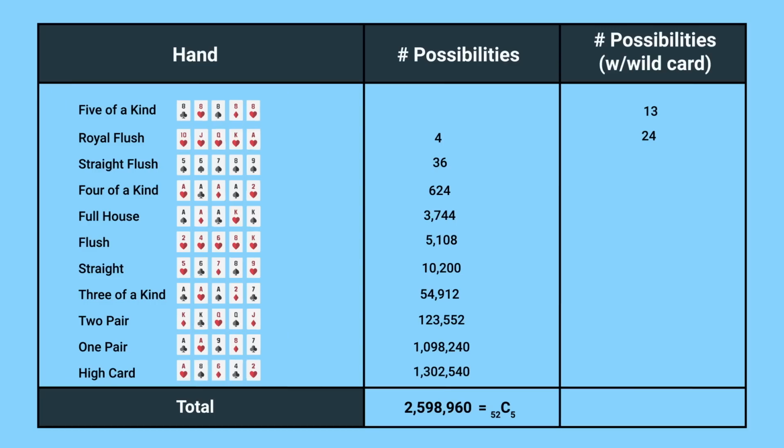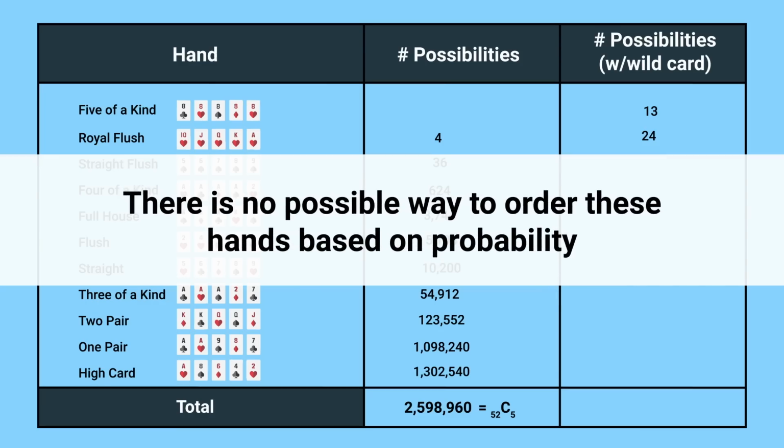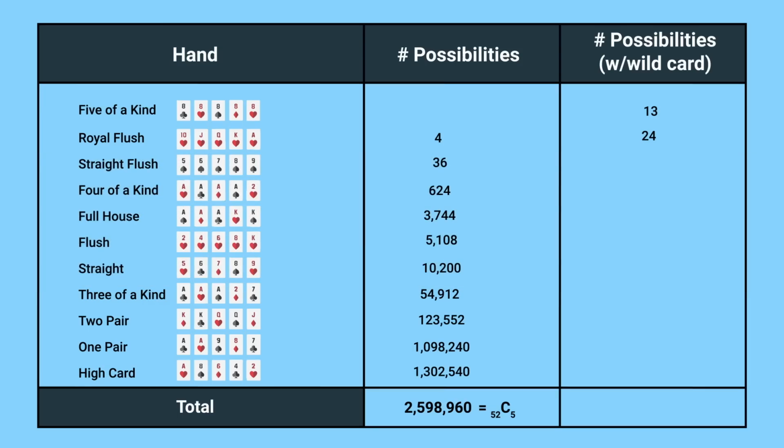I'm just gonna tell you guys the answer, so if you don't want it spoiled, pause now. The answer is, when a wild card is introduced, there is no possible way to order these hands based on probability. That's weird, but the reason can be found in these two hands, the two pair and the three of a kind. That's where the weirdness lies.